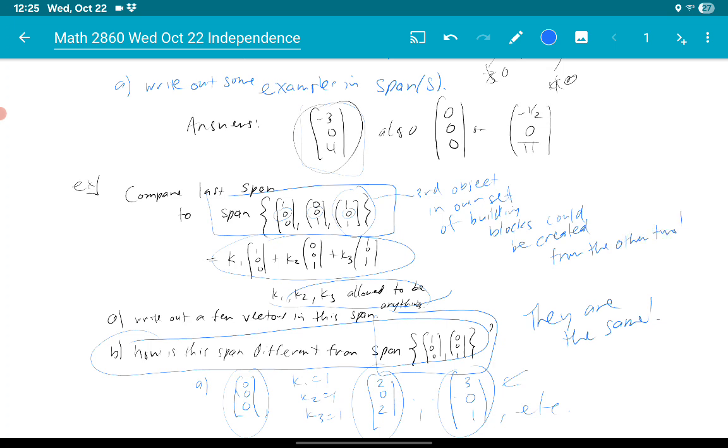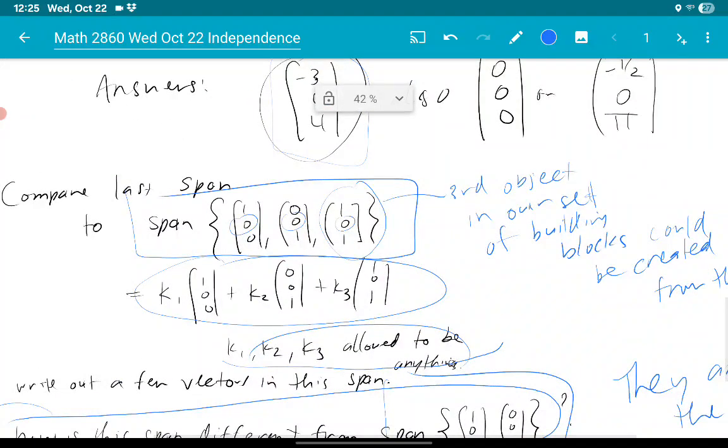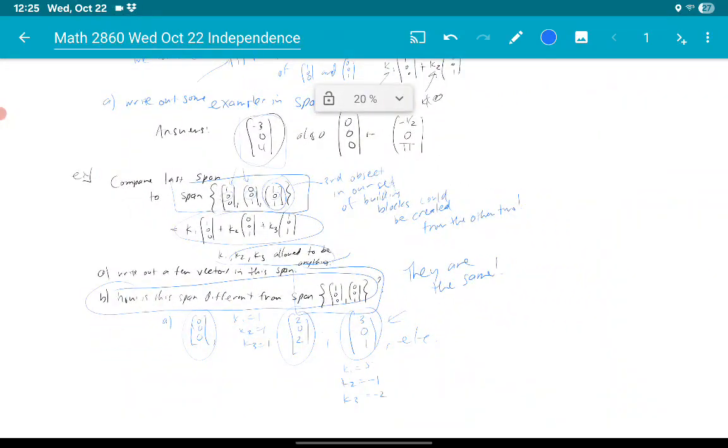If you look at it, notice this third element, 1, 0, 1, is just the sum of the first two. So I could have built it from the other building blocks, which means it doesn't add anything to what I can create by spanning the set. So in some sense, it's redundant.